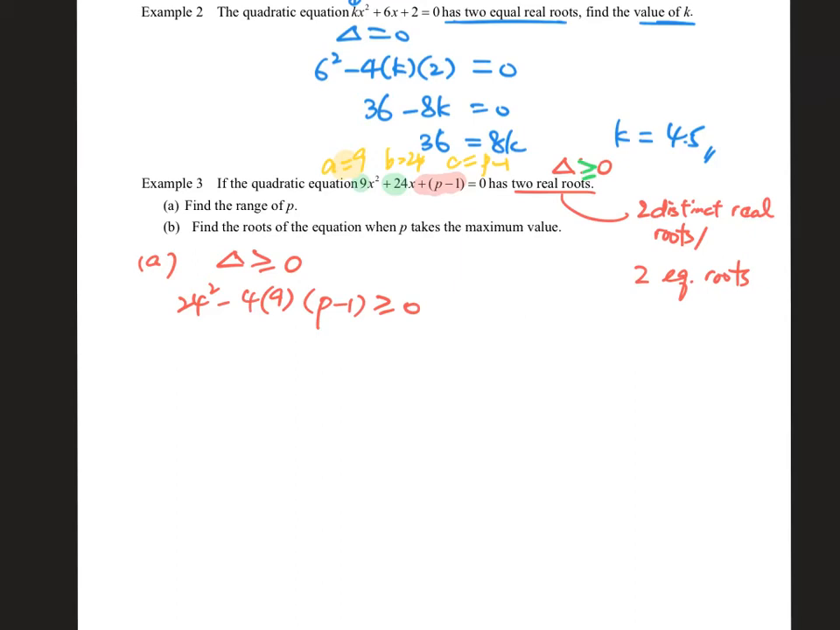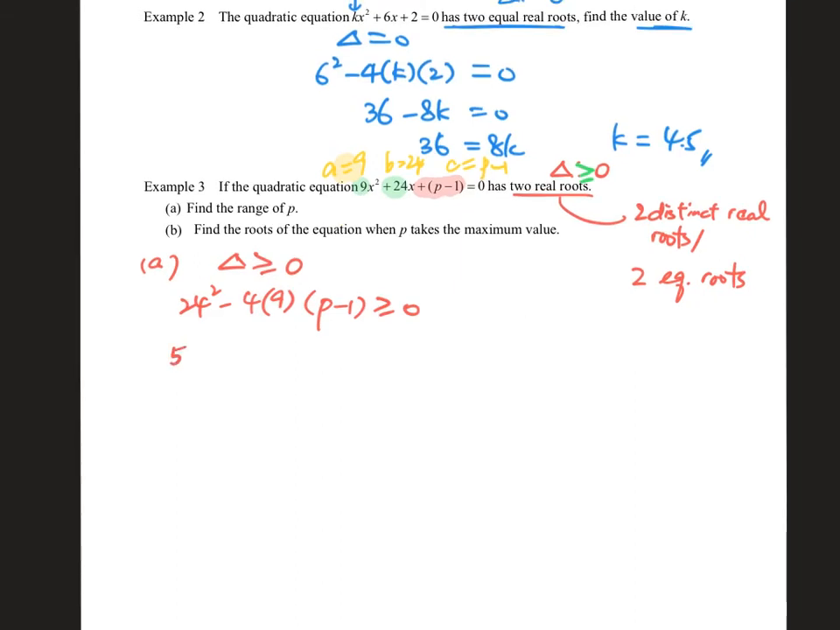Okay, so next, 24 squared would be 576. Normally I will still keep the minus sign here, and simplify the things afterward. 4 and 9, 36, will be multiplied to P and P minus 1. So that's why it's 36P minus 36. Be careful when you are simplifying the numbers in the brackets. And then followed by 576 minus 36P plus 36 greater than or equal to 0.